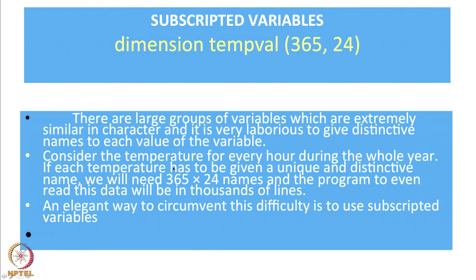I have created this subscripted variable called temp val, and how do I use it in a program? That is our next task. This temp val takes 365 into 24 objects. It is not a single number, it is a very large object. So, the way it is addressed is given here.